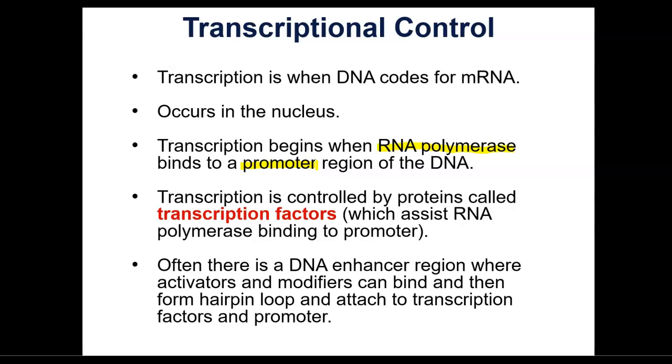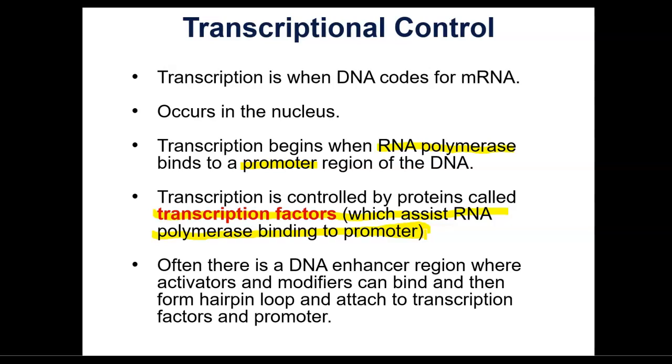Transcription factors are proteins that assist the RNA polymerase binding to a promoter. So in that way, they control transcription. So transcription factors assist RNA polymerase binding to the promoter. So now we find out that for transcription to occur, it's a little more complicated than what we learned in Chapter 12. It's not just RNA polymerase binding to the promoter region of the DNA. It is also this incorporation of transcription factors.